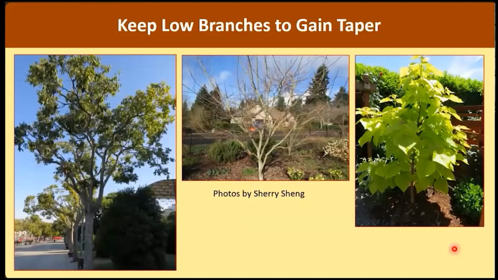It's an easy answer in helping a tree trunk to gain taper, and that is to keep the lower branches. When I go visit people's gardens, I often see gardeners like to, what we call limb up the tree, remove the lower branches so we can grow more other plants around the tree. Well, that turned out to be not a good idea, because it is those lower branches that are helping our tree trunk gain taper.